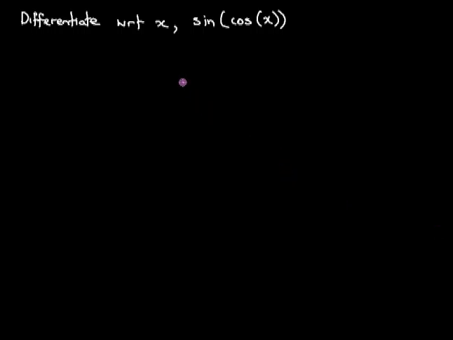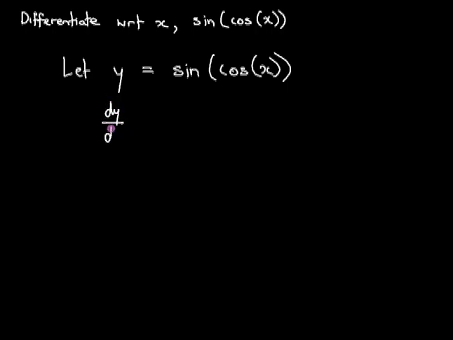This question asks us to differentiate with respect to x sine of cosine of x. So we start with the statement, let y equal sine of cosine of x. Then we try and find dy by dx. What is that equal to? Well, this is a chain rule style problem.